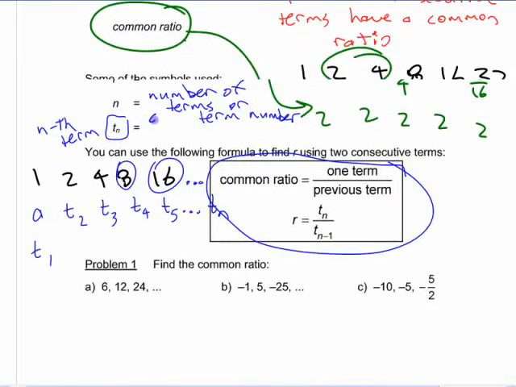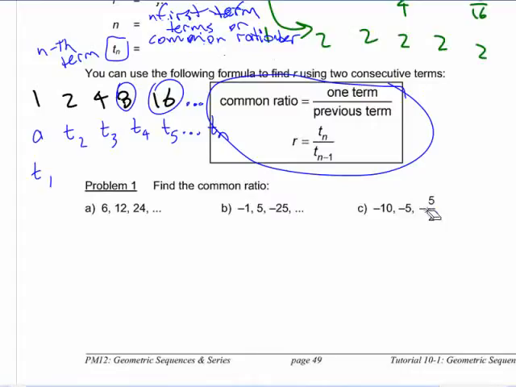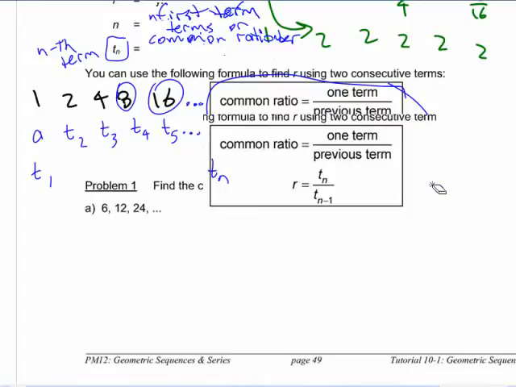Sorry, just to finish that, this is the common ratio. People use the symbol R for common ratio. First term, nth term. I'm sure your notes look a lot more neat and tidy and organized than this. The common ratio, as we said, you get by taking a term and dividing by the previous term.